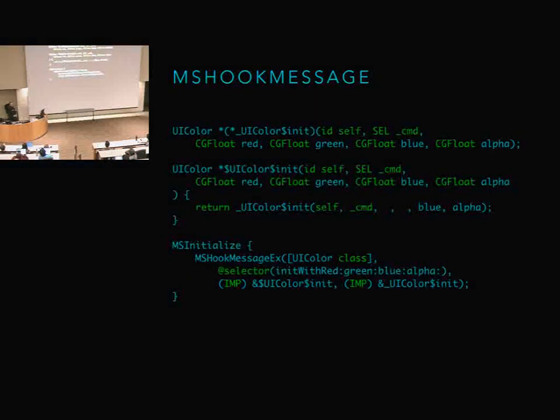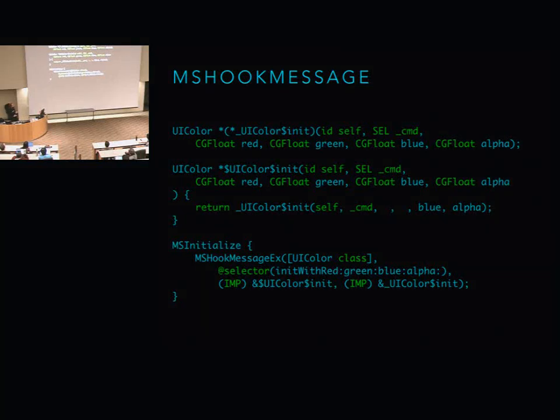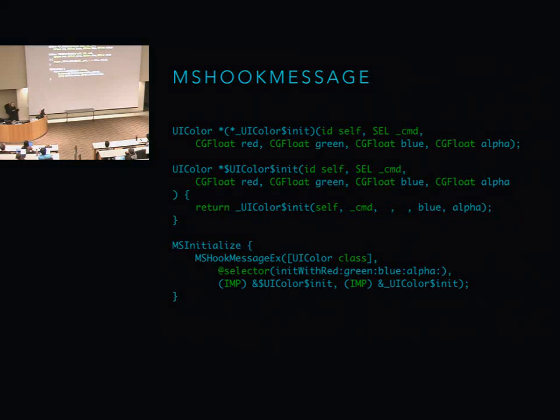So Objective-C is an object-oriented system that has classes and methods. So here's a class, which is the color class. Color has a method on it. Methods in Objective-C are hilariously named, like init with red, green, blue, alpha. That is the compound selector name. I'm going to take that class, I'm going to take that selector, and then I'm going to give it two pointers again, one of which is a pointer to a new implementation, and one of which is a pointer to the original implementation that I will replace.